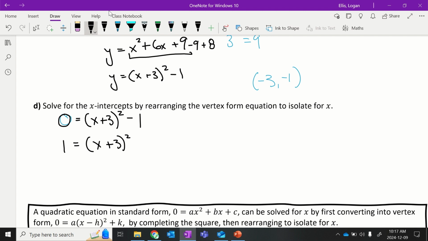Here's an interesting piece, though. What would be the next step that I would do to get x by itself? What's the next thing I should do to both sides? Yeah, Tucker?